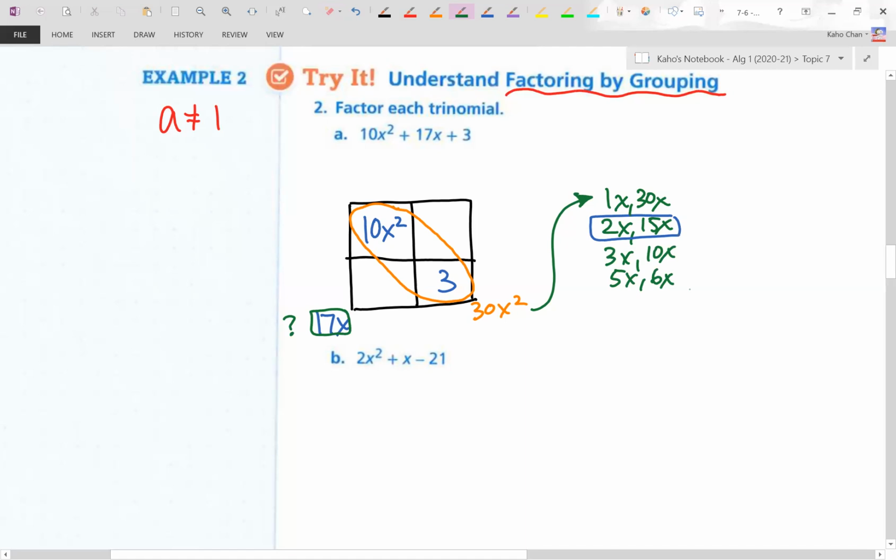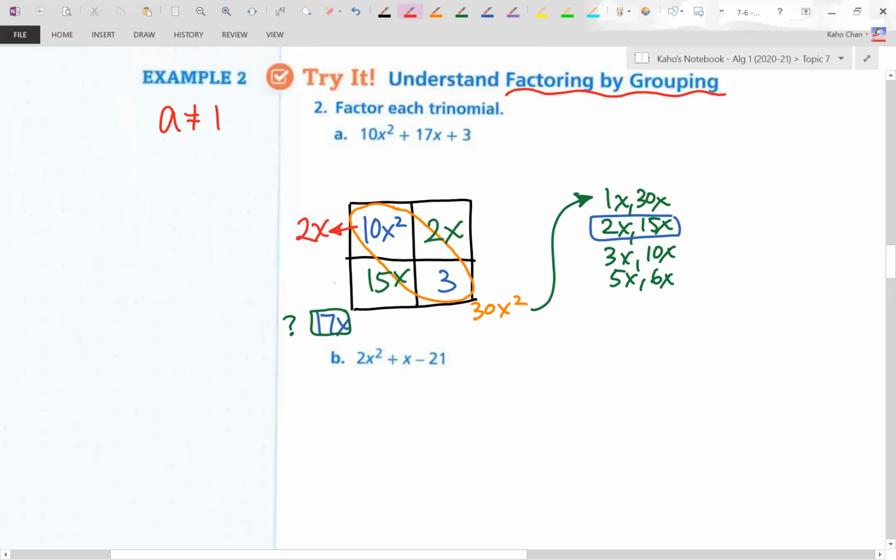Step 4, place those factors into the box. Doesn't matter where. And step 5, find the greatest common factor for each row and column. Okay? Oh, look at that. 10x squared and 2x. I can take out a 2, and I can take out an x. Nice. First row is done.